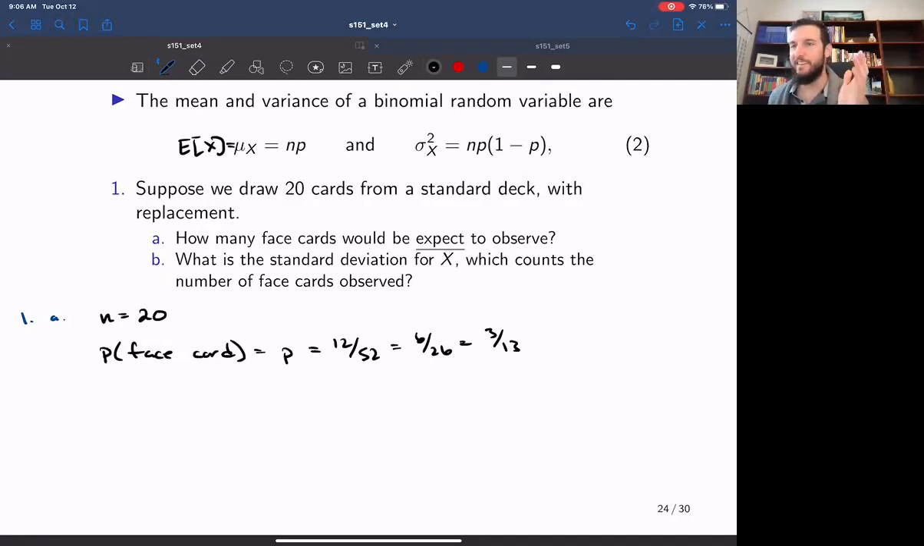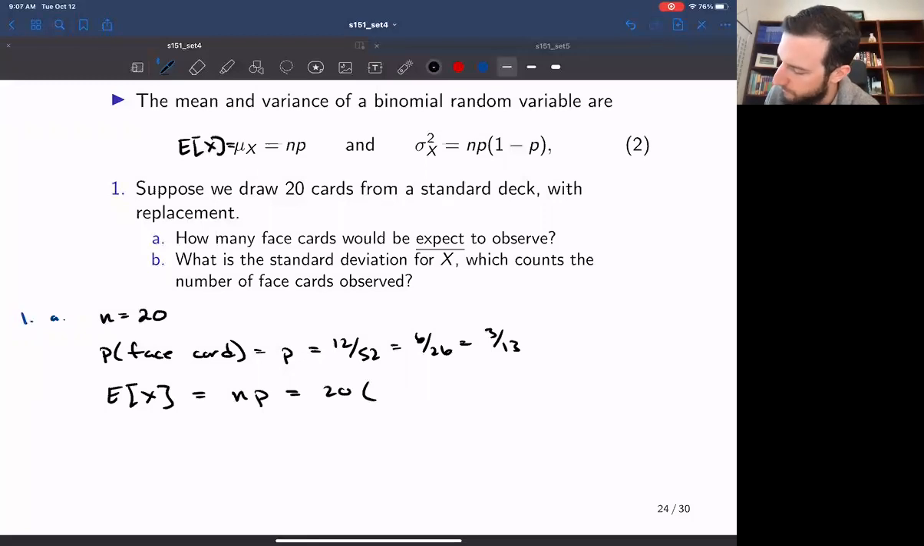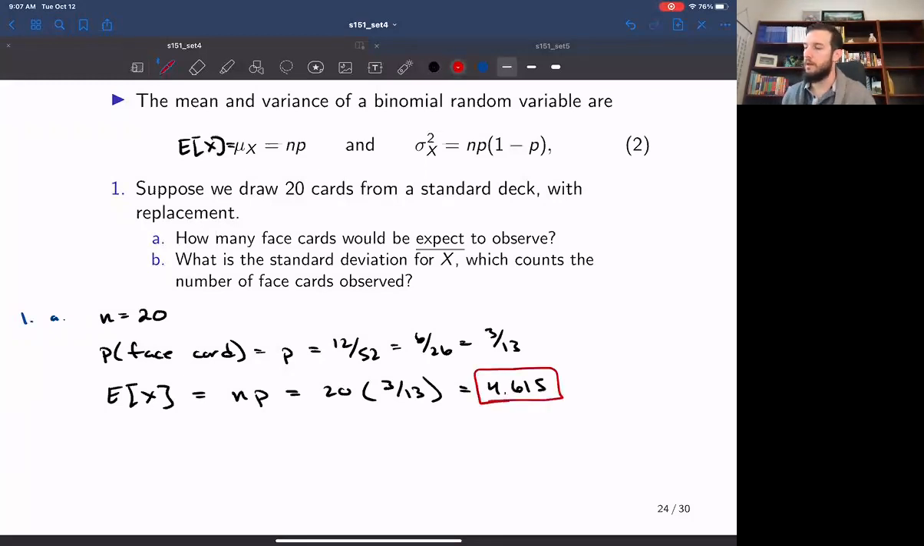So if we wanted to find the expected number of face cards, we're going to say the expected value of X is equal to little n times p, which is equal to 20 times 3/13, which is equal to 4.615. So if we were to repeat the experiment of drawing 20 cards with replacement a very large number of times, we would converge to about 4.6 face cards across all of those repetitions of this experiment.